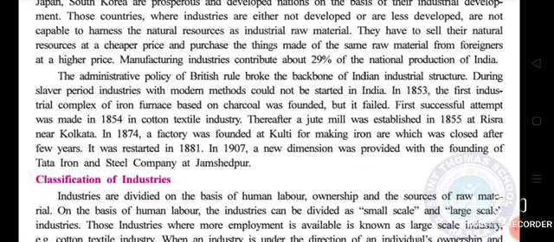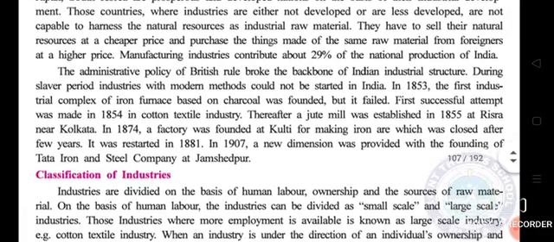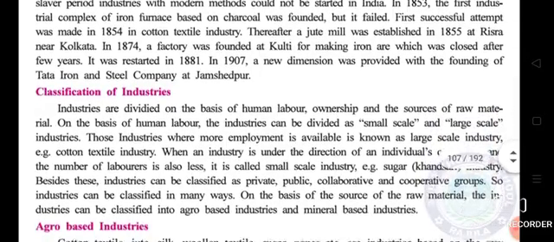In 1874, a factory was founded at Kulti for making iron ore, which was closed after a few years. So one of the iron industries was also established. It was restarted in 1881. In 1907, a new dimension was provided with the founding of Tata Iron and Steel Company at Jamshedpur. So you can underline that the Tata Iron and Steel Company was at Jamshedpur.